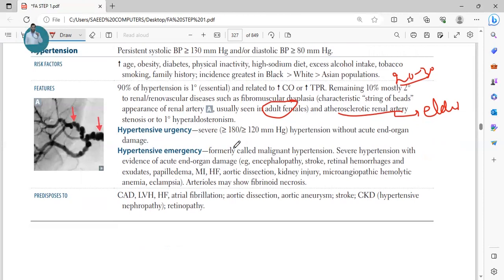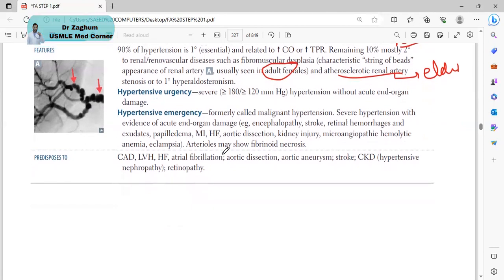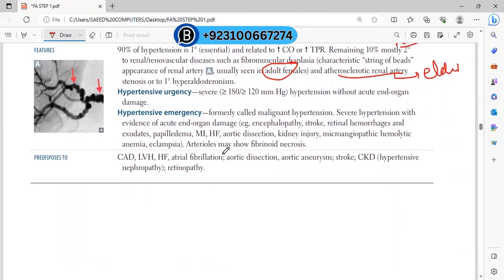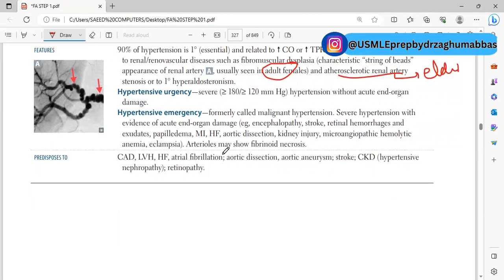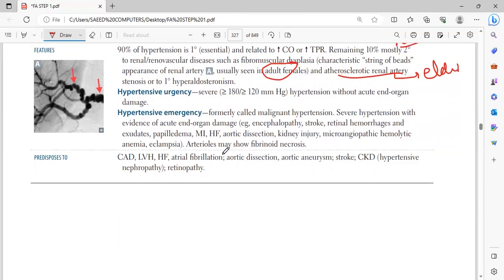If blood pressure is more than 180/120 without acute end organ damage, that is hypertensive urgency. Then hypertensive emergency, called malignant hypertension, is when you have severe hypertension with evidence of acute end organ damage like encephalopathy, stroke, retinal hemorrhages, exudates, papilledema, MI, heart failure, aortic dissection, kidney injury, anemias, and eclampsia. Here in arterioles, you will have fibrinoid necrosis. Also, you will have hyperplastic arteriolosclerosis. We will discuss in the next page.